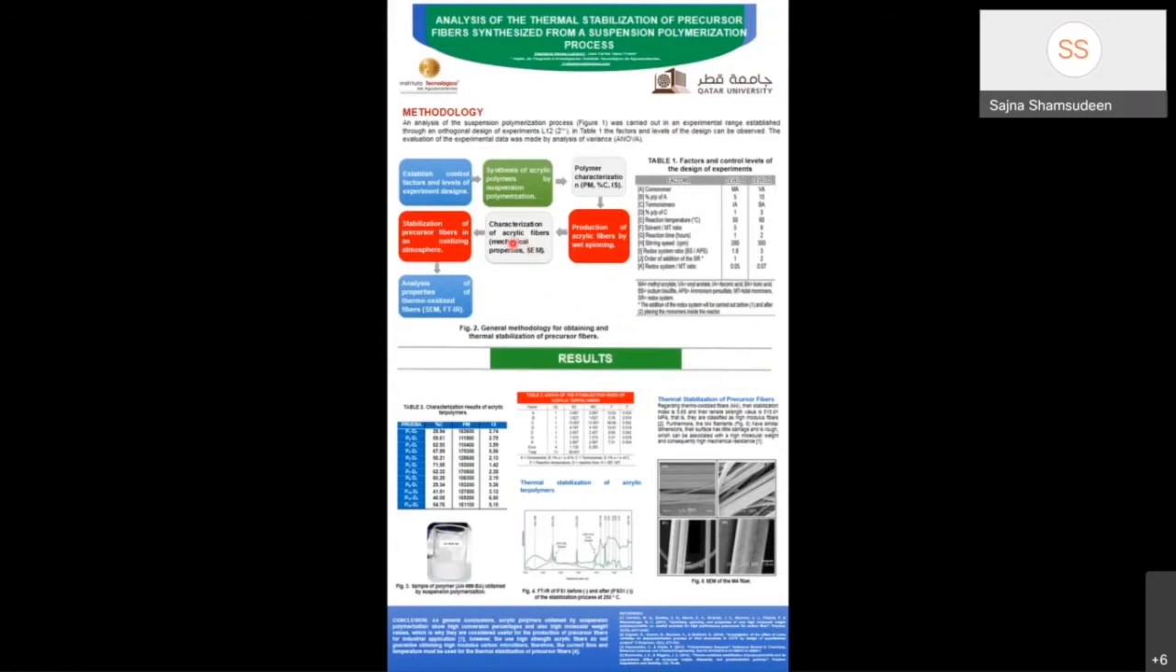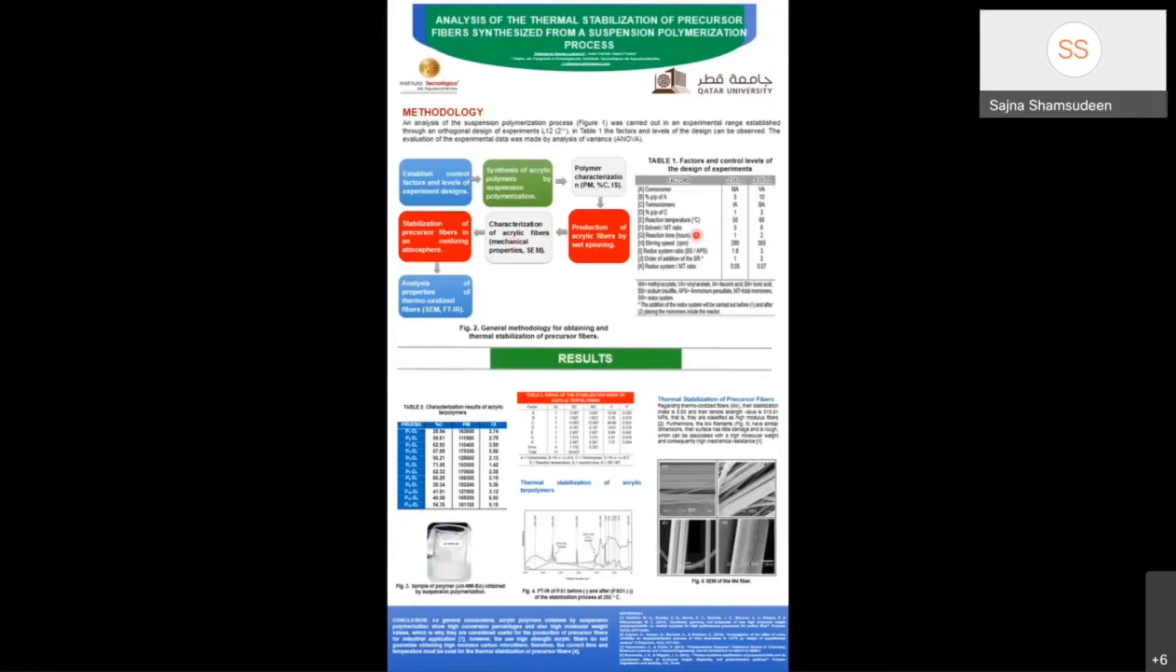Regarding the methodology, Figure 2 shows a general procedure for obtaining and thermally stabilizing precursor fibers. For example, in stage 1, the control factors and levels of the design of experiments were established. 12 tests were obtained from 11 factors with 2 levels.